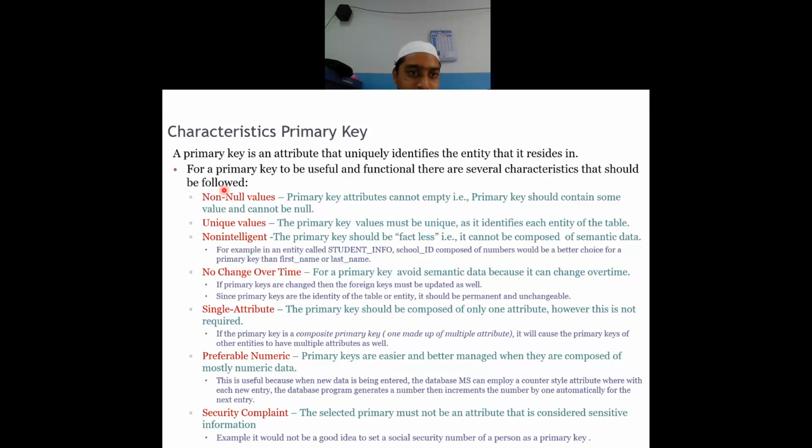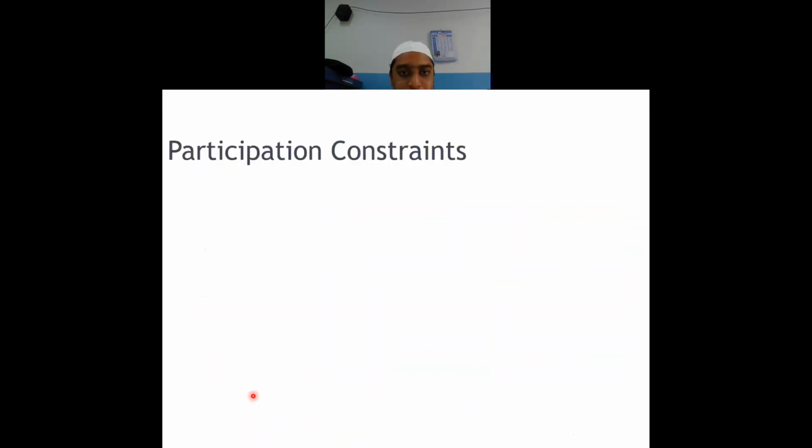Quickly, let's revise. If an attribute is to be taken as a primary key, then it should have non-null values, which means no missing values. Next, its value should be unique. It should not have any intelligence inside it. Its value should not change over time. Mostly it should be a single-valued attribute, preferably numerical in nature, and security compliant.